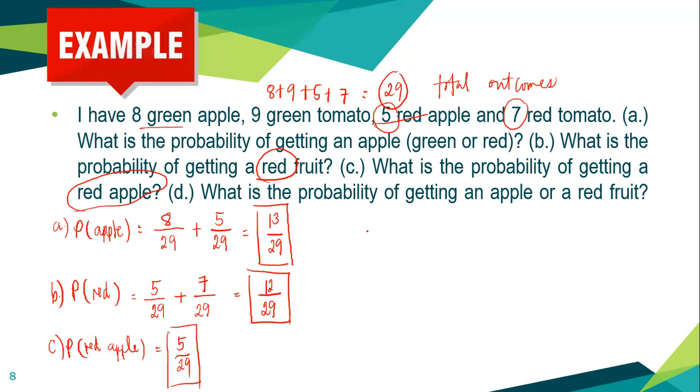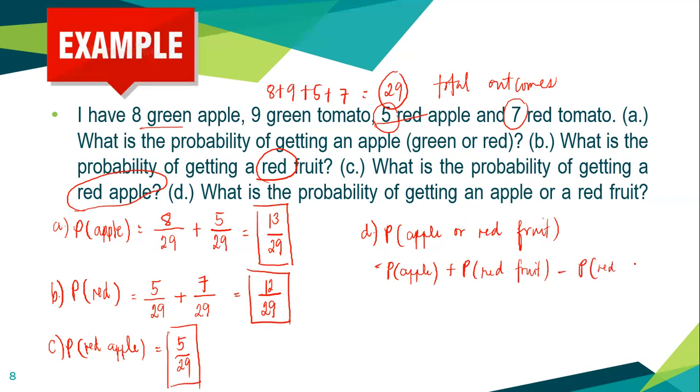How about letter D? Letter D, probability of getting an apple or red fruit. Is the event of getting apple and red fruit mutual or not mutual? Meron bang red apple? Meron. Ibig sabihin, this is not mutually exclusive. So kung not mutual siya, we have probability of apple plus probability of red fruit minus probability of red apple.